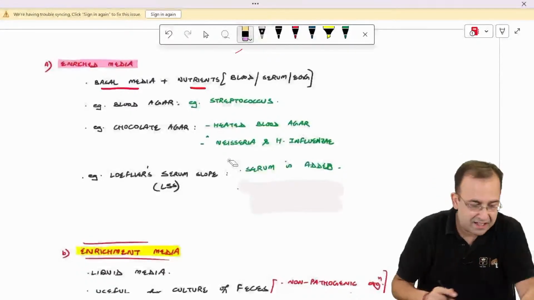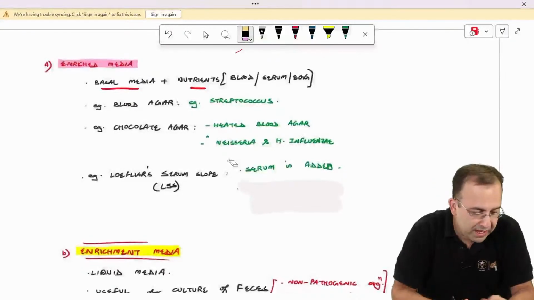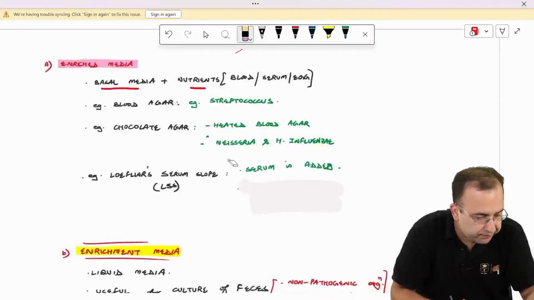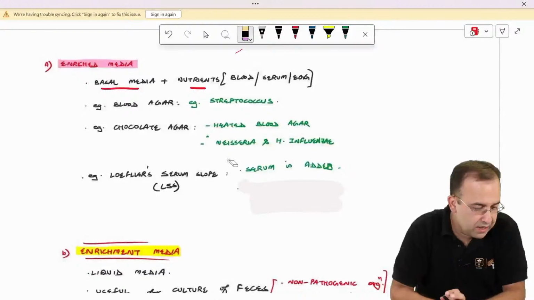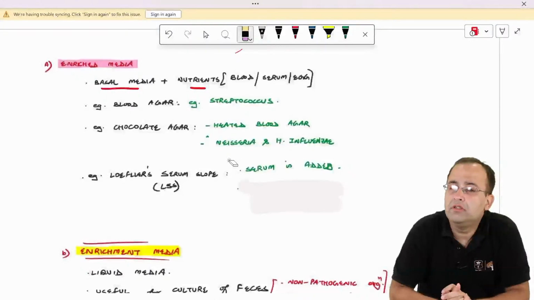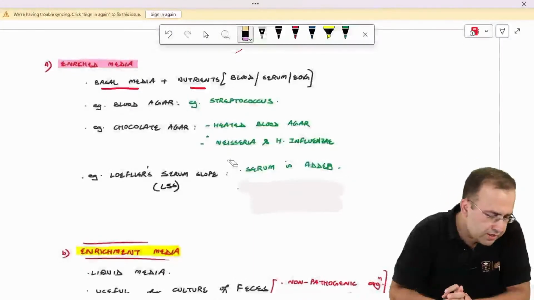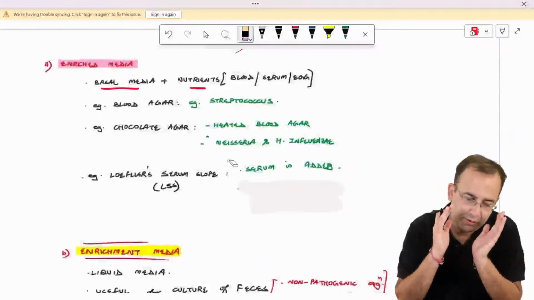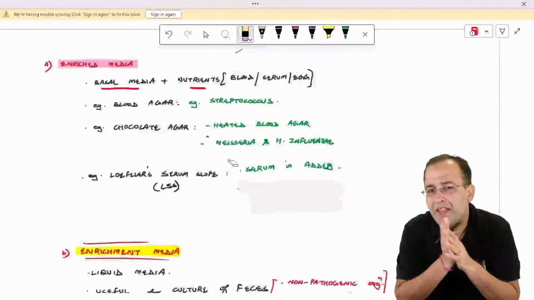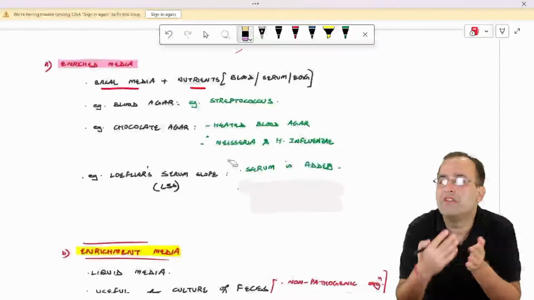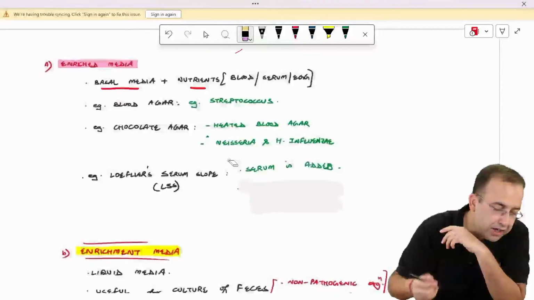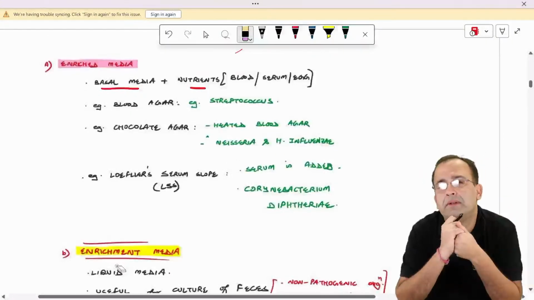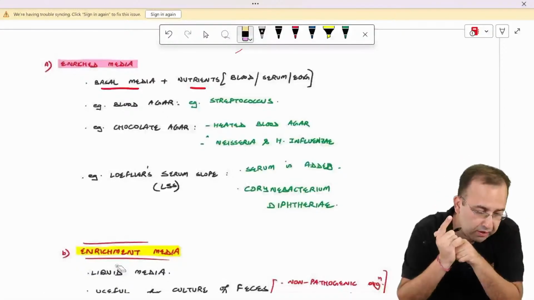Then LSS, Loeffler's serum slope. I want you to tell me this. I am sure you know this. Loeffler's serum slope is used for, I'm waiting for your answer. I know I'm going slightly faster and not giving you much time to think, but that is the whole purpose of having the most high yield topics: we cover more content in this session. It is used for Corynebacterium diphtheriae. Loeffler's serum slope, LSS, is for Corynebacterium. These are the enriched media.